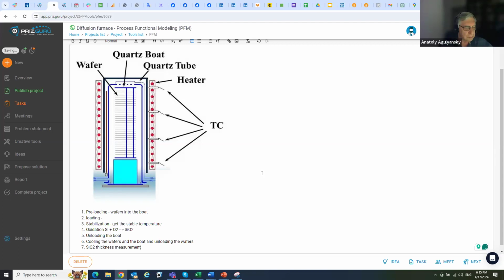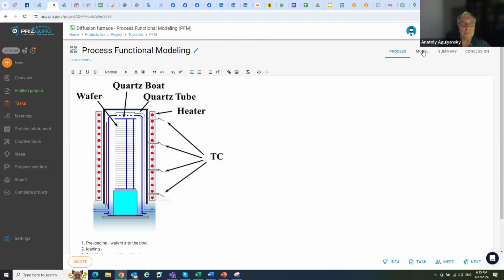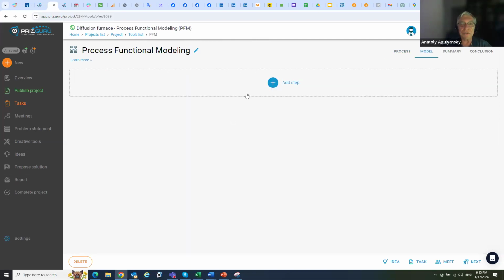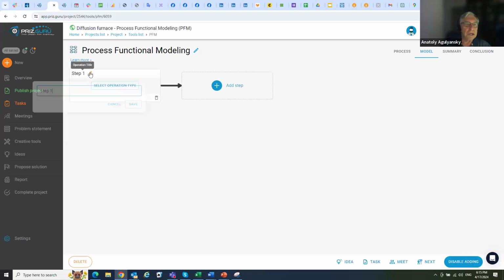Okay, great. Let's go to the model, and let's create a process flow. Add step, and I will give a name. We said the first one will be preloading. Loading wafers loaded to the boat. Okay, save.